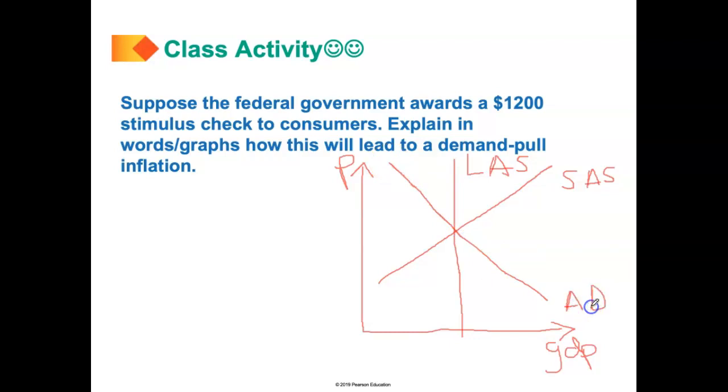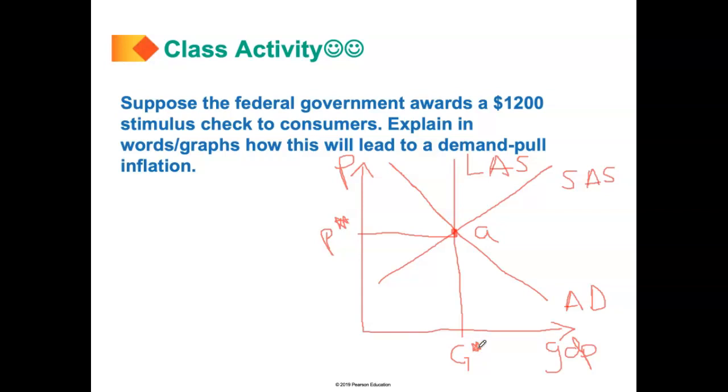Basically, they're all going to meet at a point, let's say this is our point A. That is our equilibrium point, okay? So the initial price level in this economy is basically P star, and the initial GDP in this economy is, let's just say, G star. Now, suppose the federal government awards the $1,200 stimulus checks to consumers.